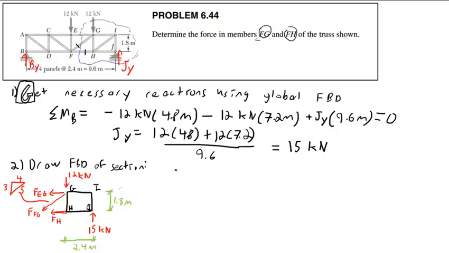Okay, so what I'm going to do is a sum of moments about G, because look at this. Something magical happens when I do that. This force and this force all have lines of action that go through point G, so my life becomes a lot simpler. So I'm just going to say, hey, look, FH is going to have a negative moment about G, negative FH.